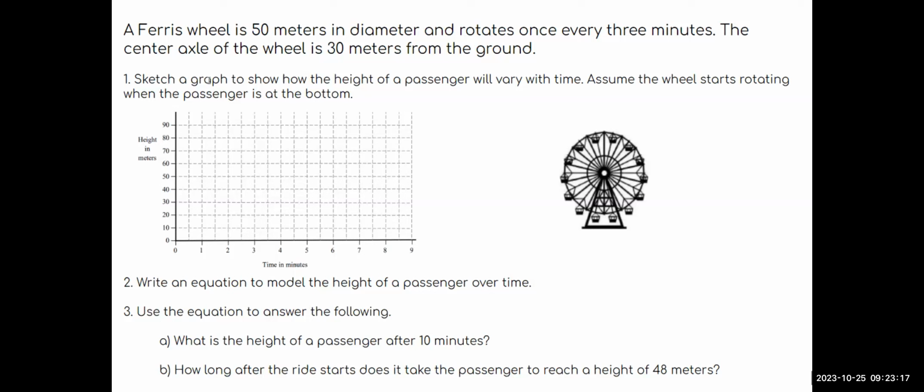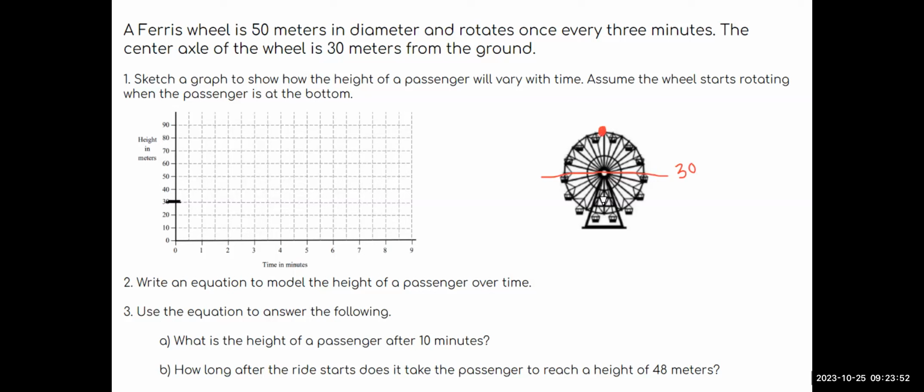Okay, so if it rotates once every 3 minutes, that sounds like the period. How often it's going to repeat, and the center of the wheel is 30 meters above the ground. That sounds like the height in the middle, and that's going to be the midline. Let's go ahead and put that over here on the graph. The midline's at 30.